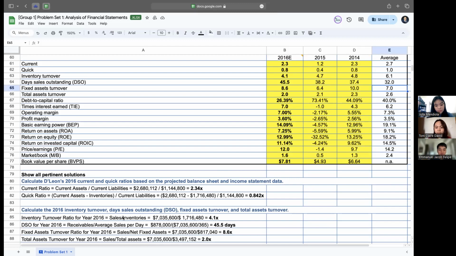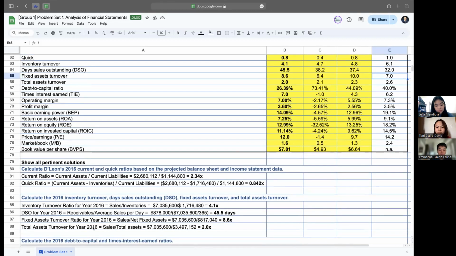And then lastly, for the total assets turnover ratio. This can be computed by dividing sales by the company's total assets. So using the data, this will give us 7,035,600 divided by 3,497,152, which is equal to about 2. So noticeably, it is slightly lower than the industry average of 2.6. So this means that the company isn't able to generate sales in relation to its total assets.